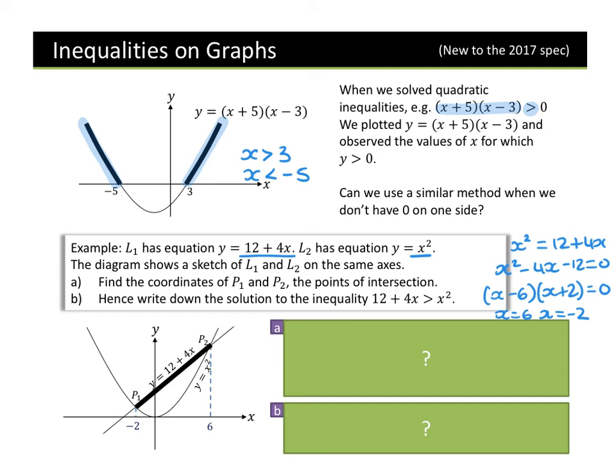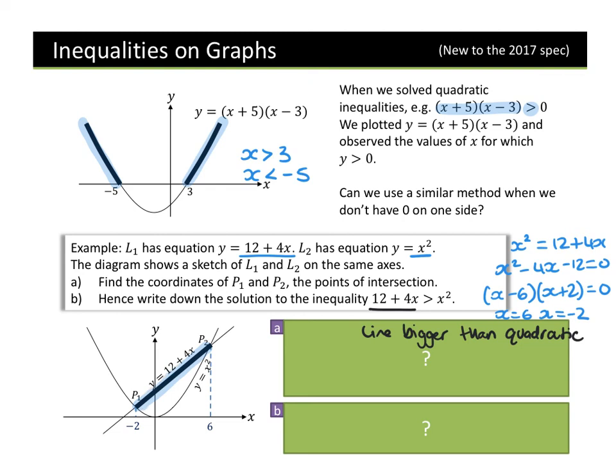Then it says, hence write down the solution to the inequality where 12 plus 4x is greater than x squared. Okay, so we want to know where this line is bigger than the quadratic, which is the curve. So if we have a look, here, the line is under the curve, isn't it? So it's not in that part. Here, the line is above the curve. So that's how we know we want it when it's above the curve.